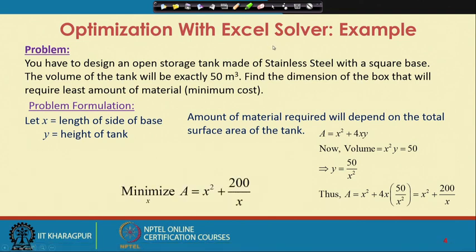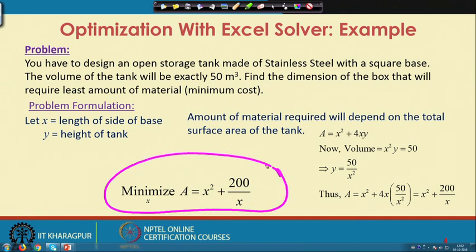So, the unconstrained optimization problem formulation is minimize x square plus 200 by x by finding out x. So, for what value of x, x square plus 200 by x will be minimum. That will be the length of the base, length of the side of the base, which is a square, and height then can be obtained from y equal to 50 by x square relationship.